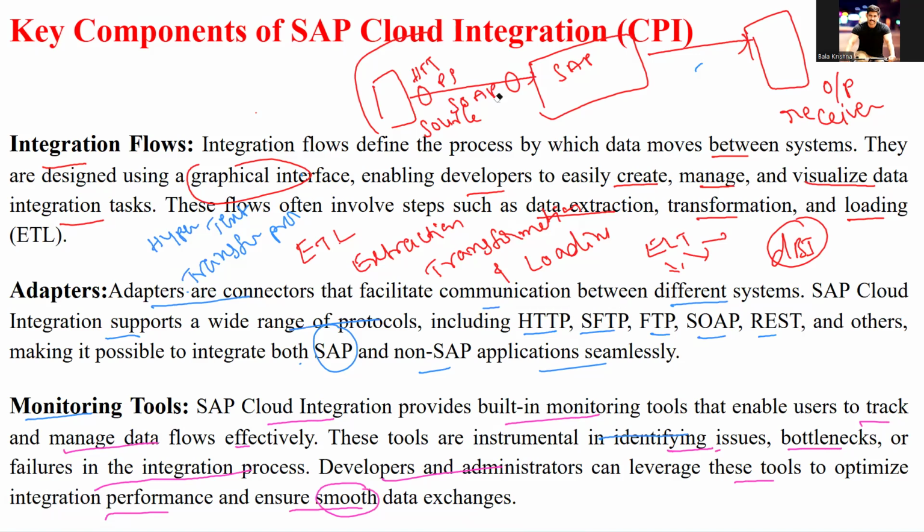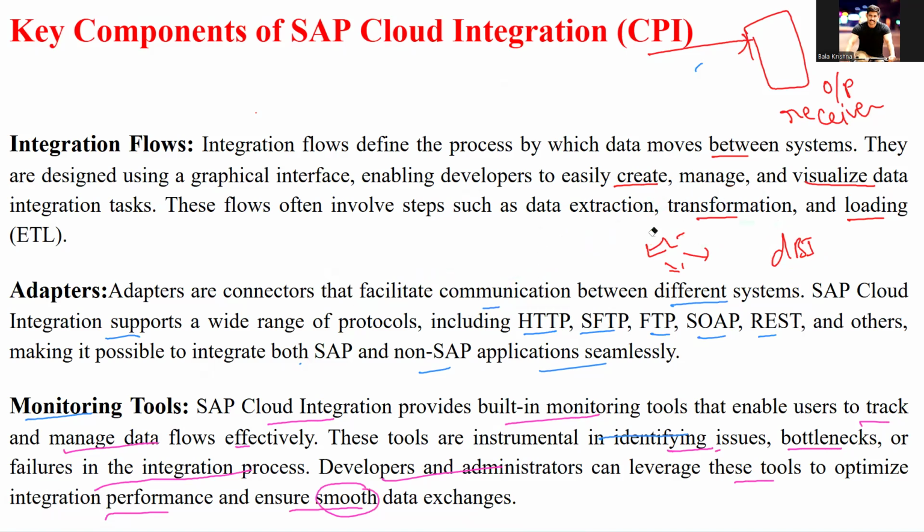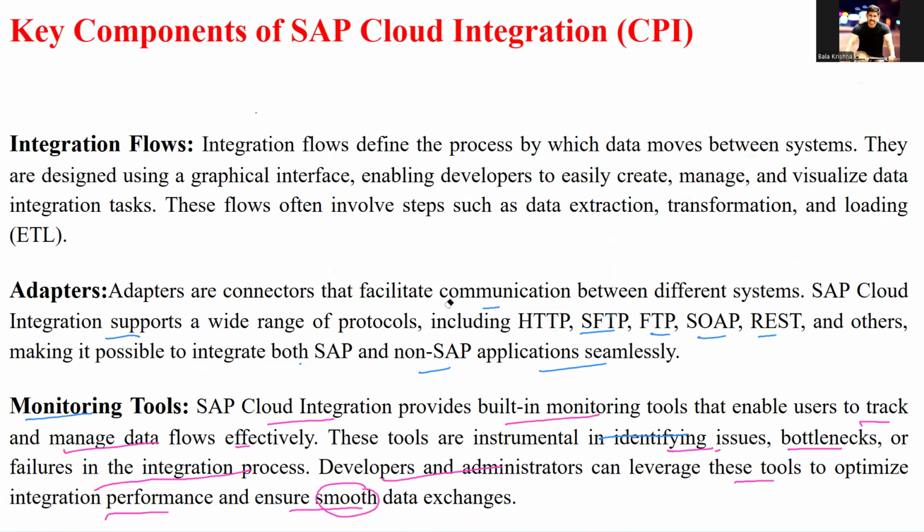These are the key components. What are the key components? These three are interview questions in SAP CPI. What is the integration flow? It is simply iFlow, and then adapters, and then monitoring tools. What are adapters? It is a connection established between two systems or two applications by using some protocols. What protocols are helpful to communicate between two systems or two applications? HTTP, SFTP, and then REST, SOAP, and some other protocols are also there.